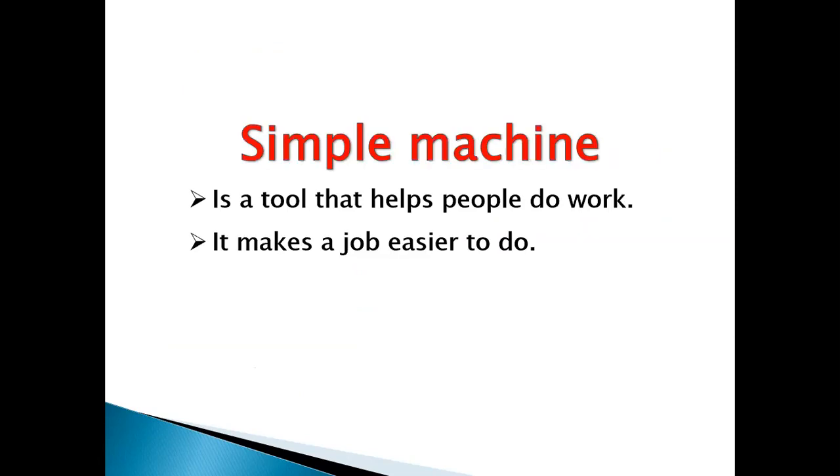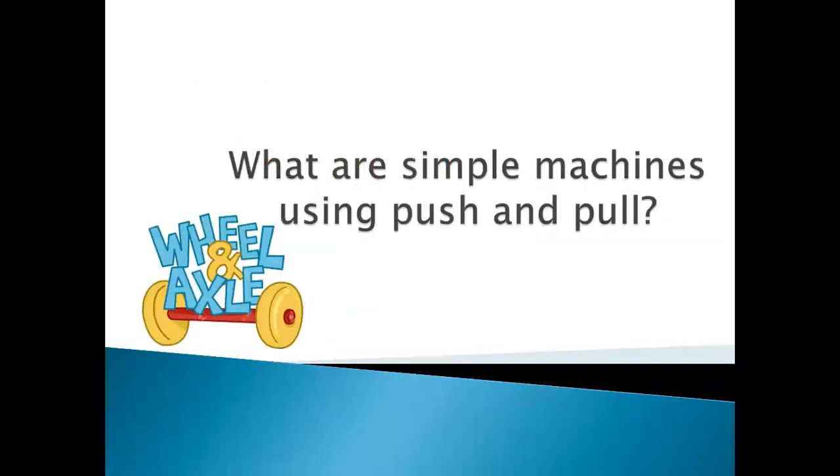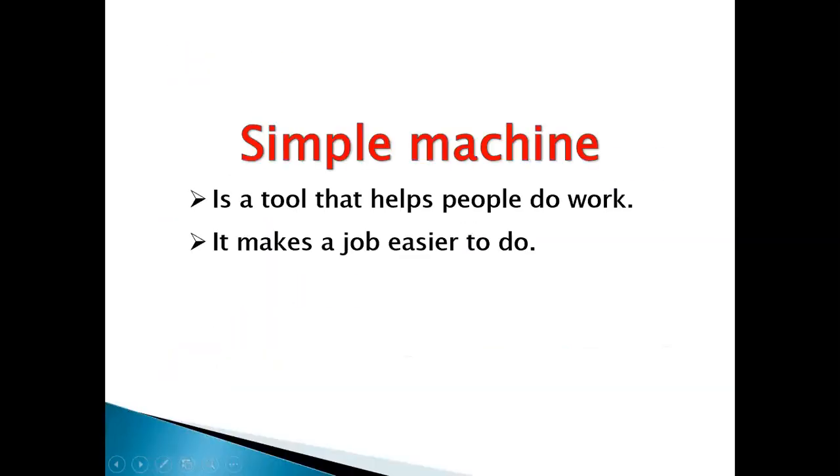Second, what does it mean by simple machines? The title is What Are Simple Machines Using Push and Pull? We understood together from the lesson of force what push and pull mean. It's a kind of force: you're pushing against yourself or against your side, and you are pulling to your side. Now we are going to see what a simple machine means.